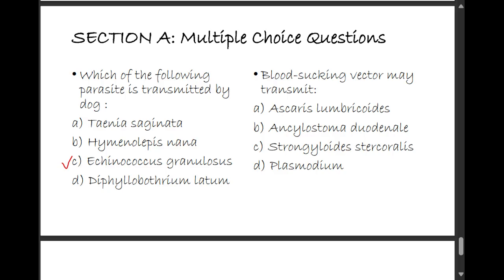A blood-sucking vector may transmit Ascaris lumbricoides, Ancylostoma duodenale, Strongyloides stercoralis, or Plasmodium. What are you going with? So on this question, our answer is D.